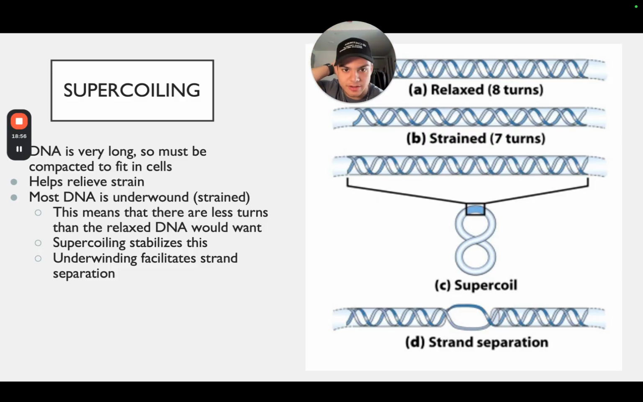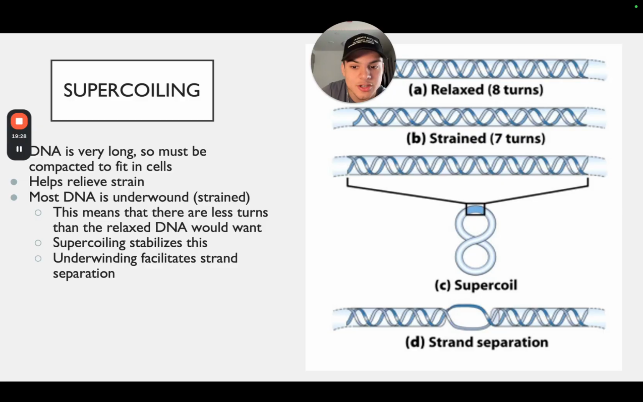Supercoiling helps relieve strain, right? Naturally the DNA wants to be wound into a supercoil. As you can see here, we have relaxed, which is 8 turns, strained to 7, and if we supercoil it, it allows it to go back to the 8 turns, and it's back in the relaxed state. Again, this helps alleviate that torsional strain. Now, most DNA is underwound, right? It's strained. This means that there are fewer turns than the relaxed DNA would want. So supercoiling is going to stabilize this by forcing more turns to occur.